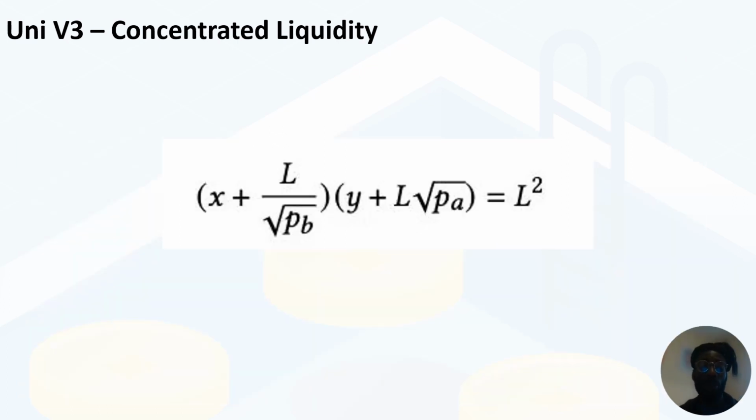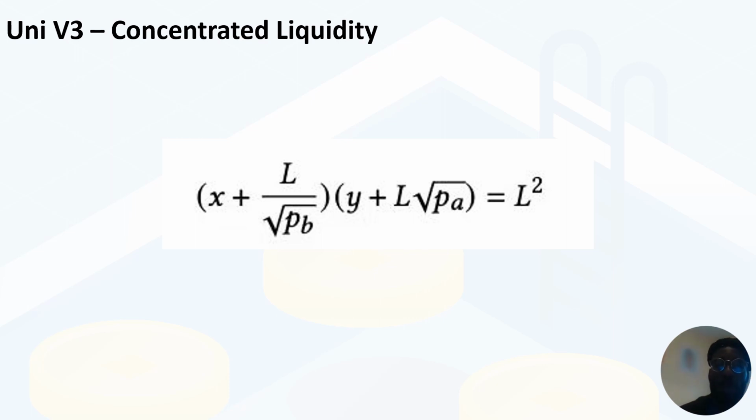Now, just as we had the equation x times y equals k for Uniswap V2, Uniswap V3 works on a very similar equation. As you can see, x times y equals L squared, okay? So k is equal to L squared, which means essentially the square root of k is equal to L. All L stands for is liquidity. So on Uniswap V3, the liquidity is the square root of k, okay? And we can see that liquidity is here and here.